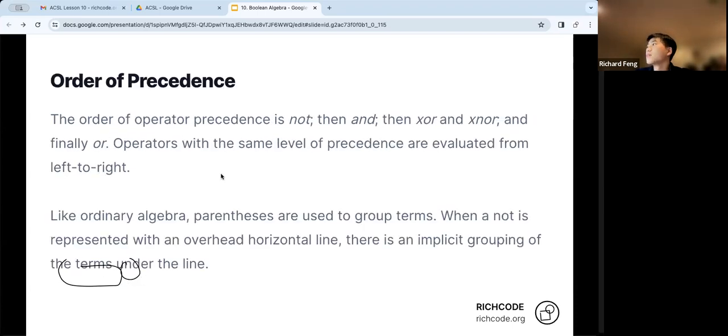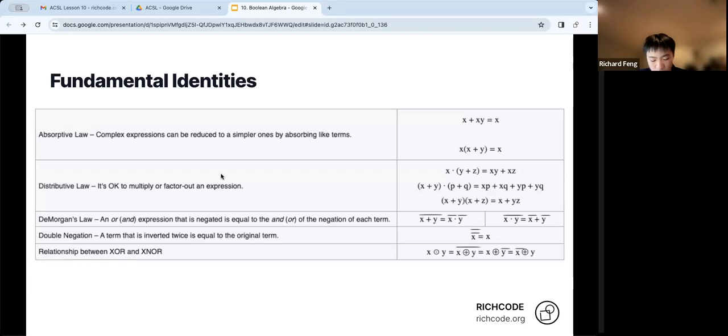Okay. Let's move on to some more complicated identities. The first one is the absorptive law, which is just referring to how we can absorb like terms and basically simplify a more complex expression like x or x and y. You don't have to memorize this one either. You can easily prove it. So I'm actually going to skip to the next one, the distributive law, because we're going to use that to prove this one over here.